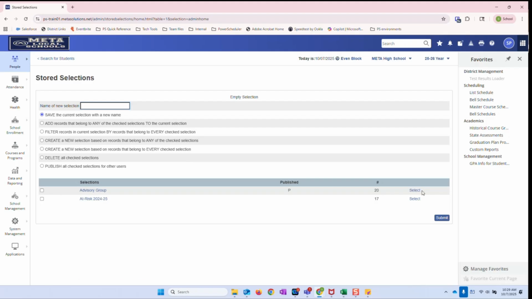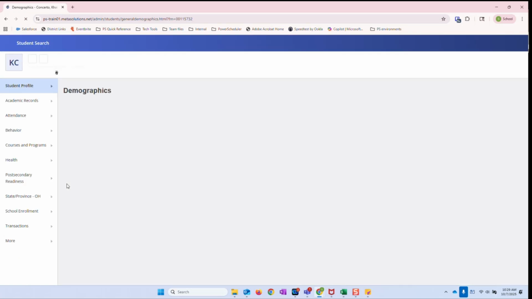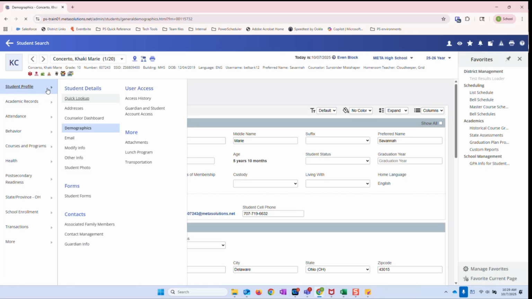So I'm going to go ahead and select my advisory group here. I just went to stored selections, and I have these kids saved for these different power hours that we do. And so I'm going to start with my student Khaki here. And Khaki, let's see, we're going to go to their quick lookup screen.